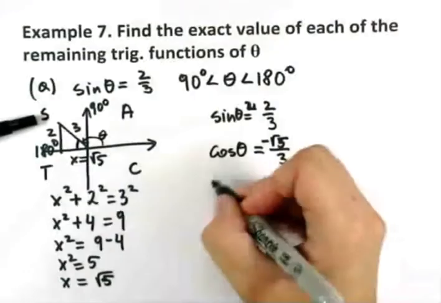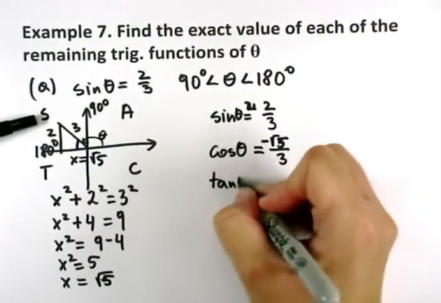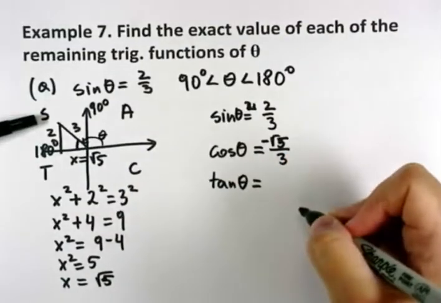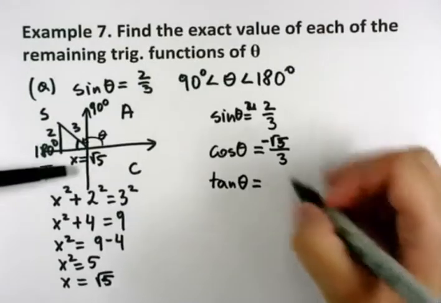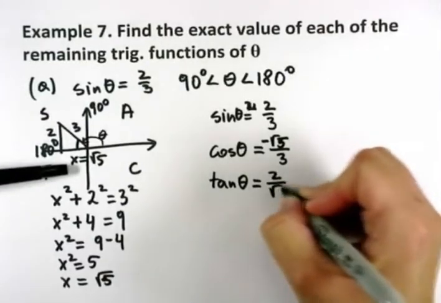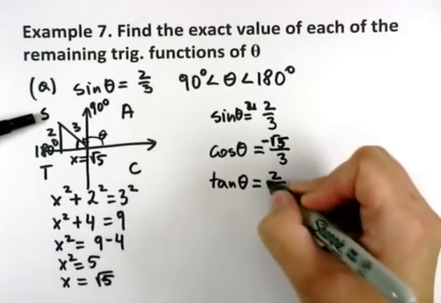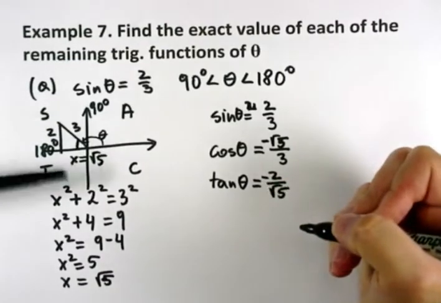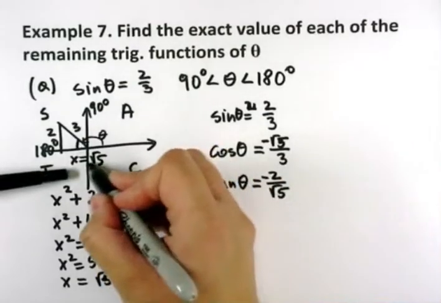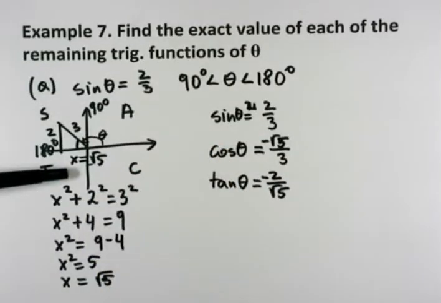And then we have tangent theta. Tangent theta is opposite over adjacent, so 2 over root 5, and in the second quadrant tangent is not positive, so we need to put minus. Or you can think that this one is minus root 5 because it's negative.